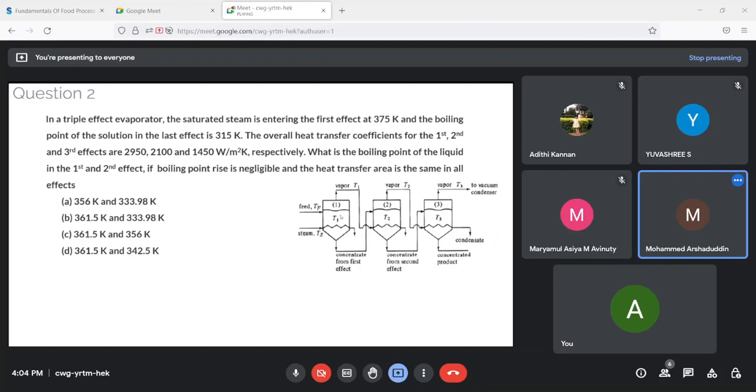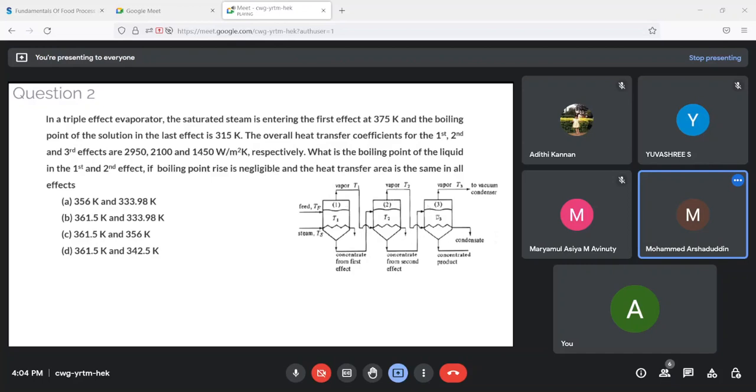So here you can see there are 3 different temperatures, T1, T2 and T3. This is because all of these are maintained at a different pressure. So this particular effect will be maintained at a higher pressure, this at a slightly lower and this at a much lower. So because the pressure is different in each of the effects, the temperature that is required to boil the liquid is also different. The temperature is directly proportional to the operating pressure in an evaporator. Lower the pressure, lower the boiling point of the liquid.